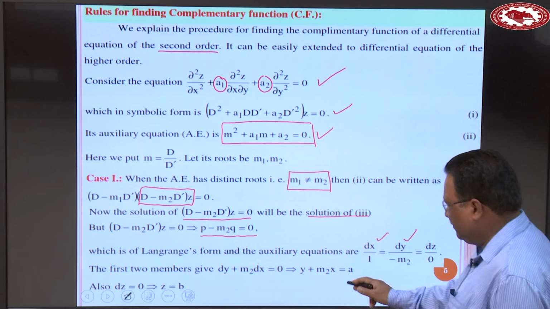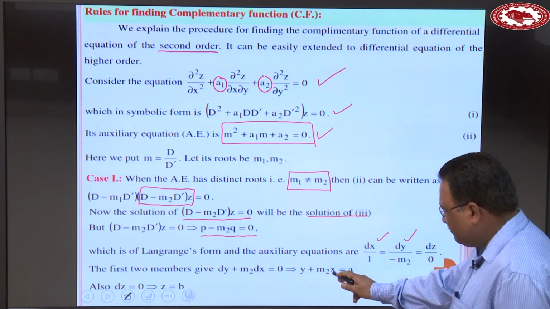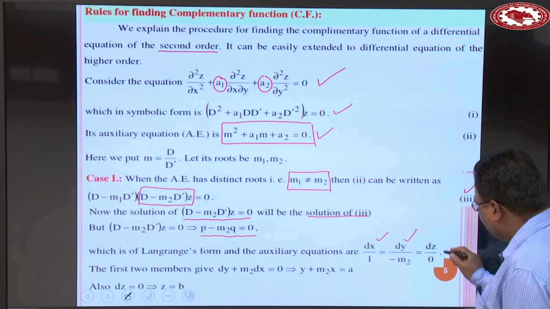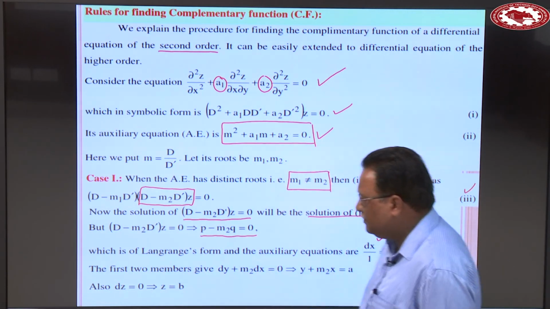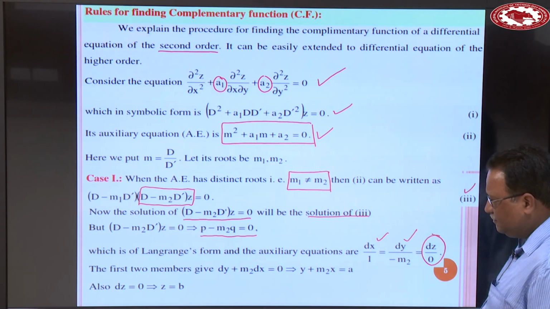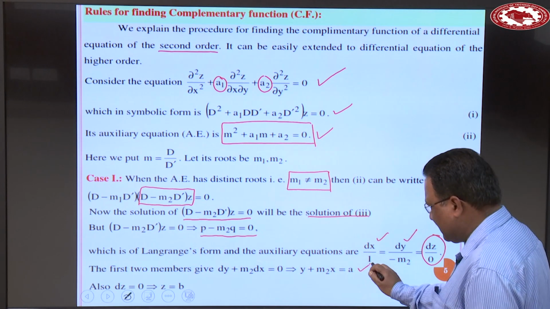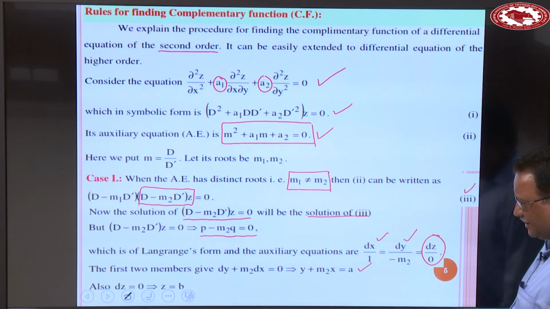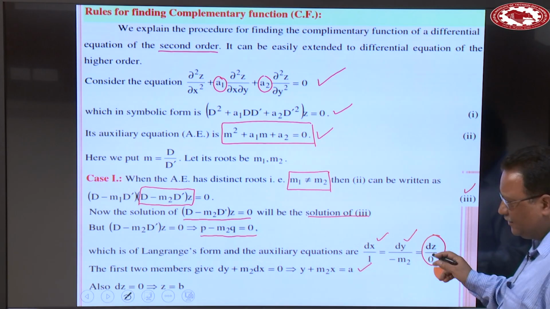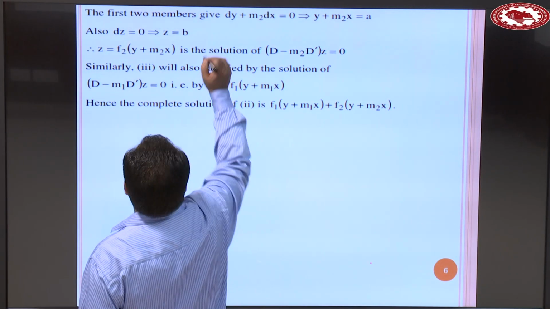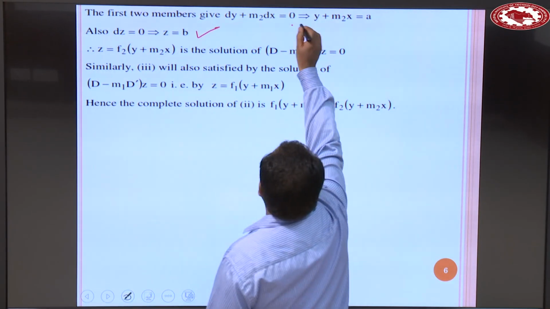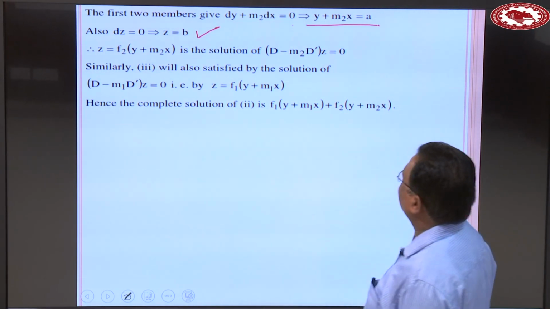So you will get y plus m2 x is equal to a, and from this part z is equal to another constant, z is equal to b. Clear? z is equal to b, and here y plus m2 x is equal to a. And from this component we get z is equal to b. So we get this z is equal to b, and y plus m2 x is equal to a.